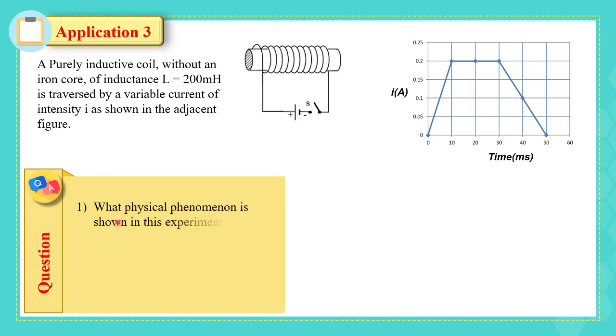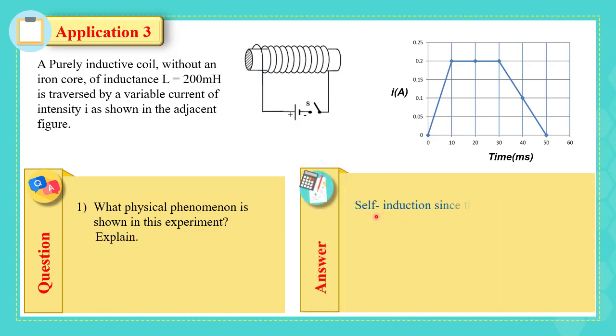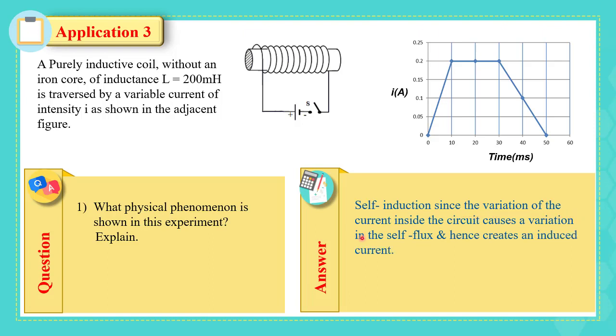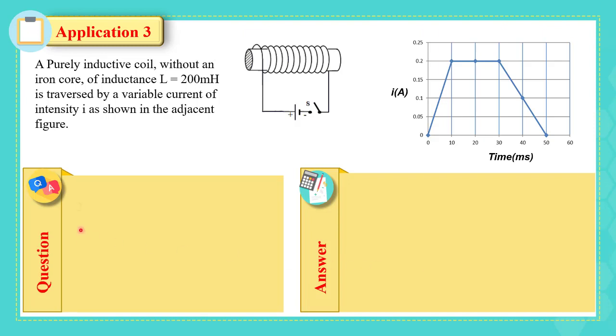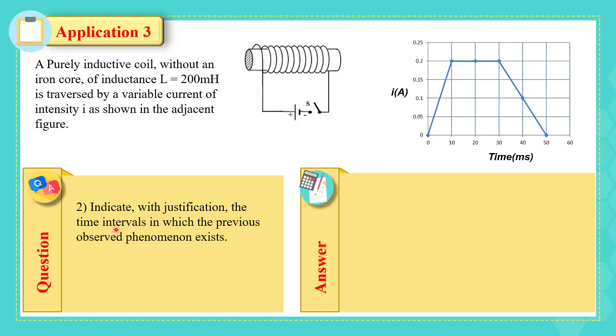Part 1. What physical phenomenon is shown in this experiment? Of course, the answer is self-induction, since the variation of the current inside the circuit causes a variation in self-flux and hence creates an induced current. Part 2. Indicate with justification the time interval in which this phenomenon exists. For t between 0 and 10 milliseconds and t between 30 milliseconds and 50 milliseconds.